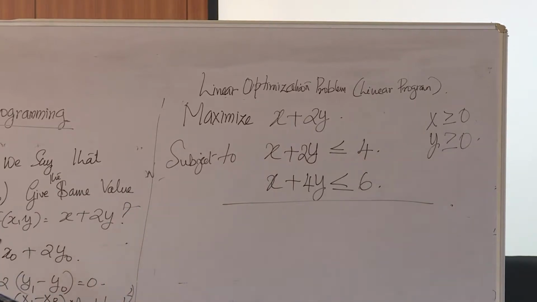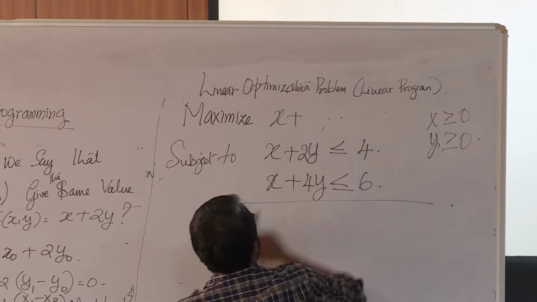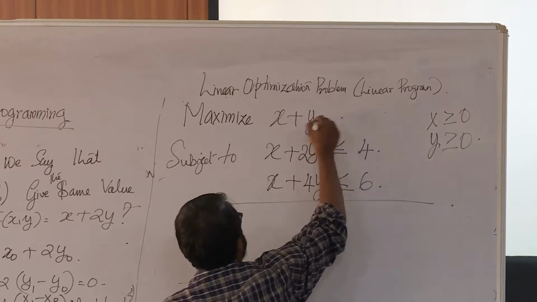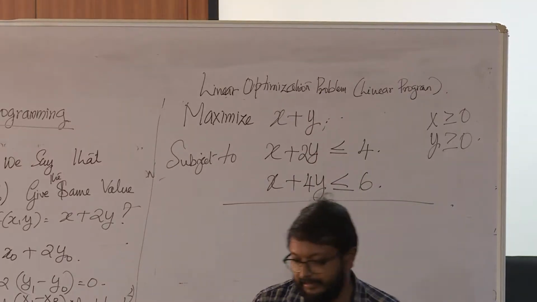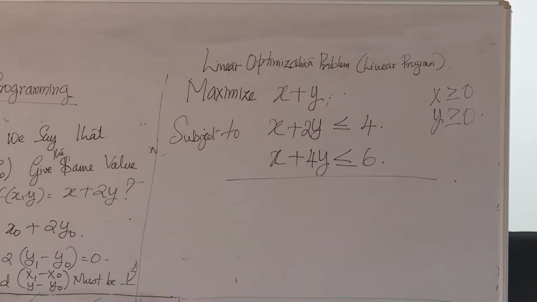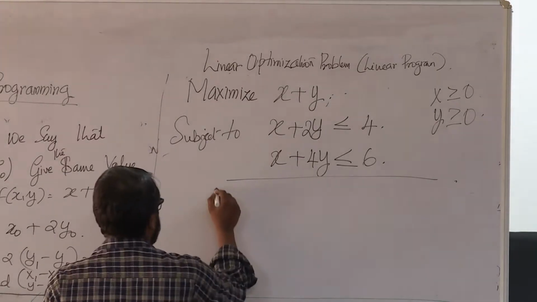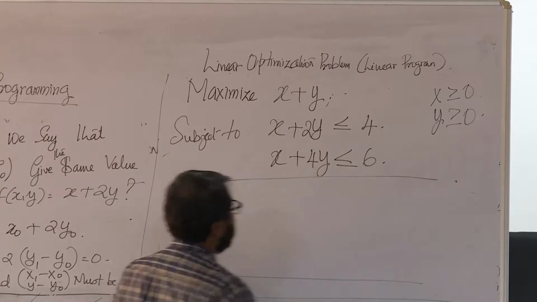Suppose you look at a linear program like this. Oh, I do not want to choose x plus 2y, I will rather choose x plus y, let us say, for reasons which will be clear after some time. So, let us try to look at the geometry of this. What is this saying? Let us try to interpret this.